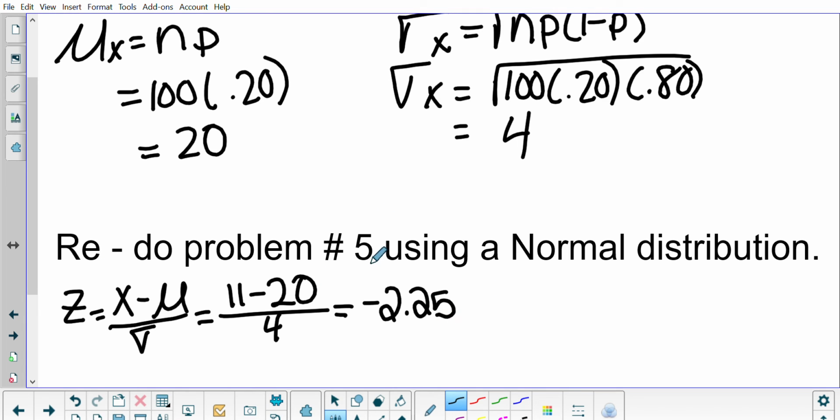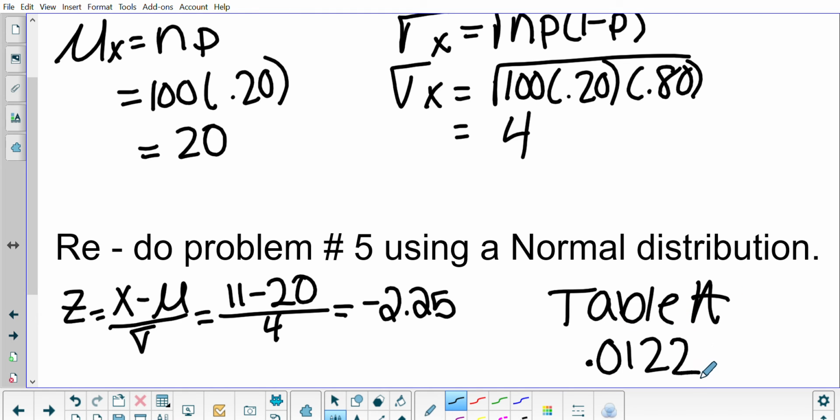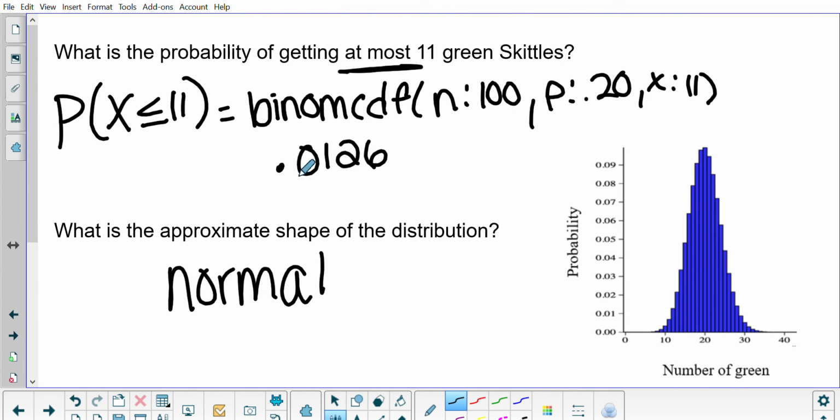Once I get my z-score, I'm going to open up my table A, and I look at negative 2.2, and then go all the way over to 5. So my probability of getting at most 11 from table A is 0.0122. Again, this is very close to the probability that I found earlier. I'm only off by a couple, and that's because of rounding errors.